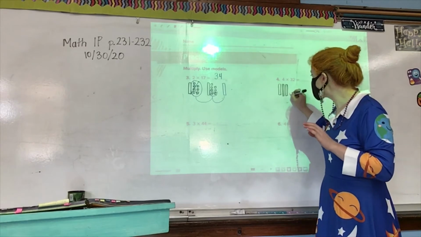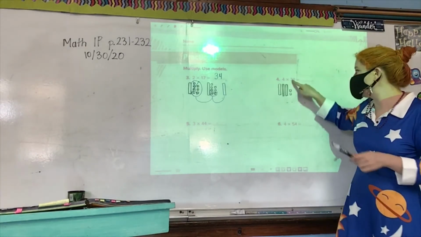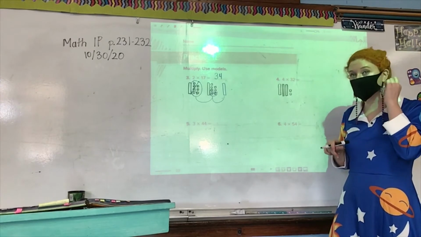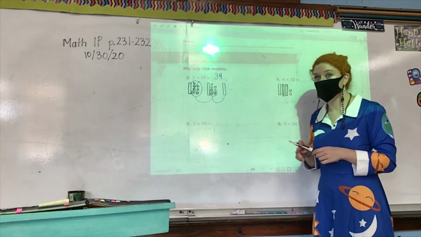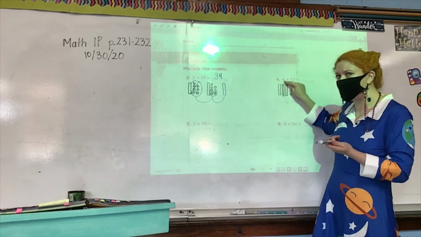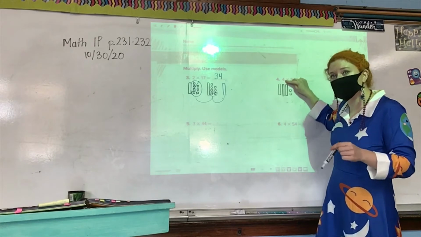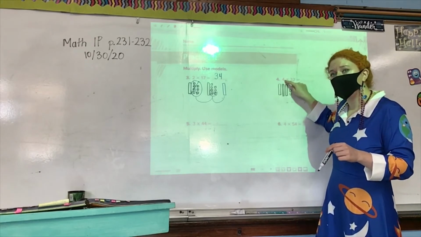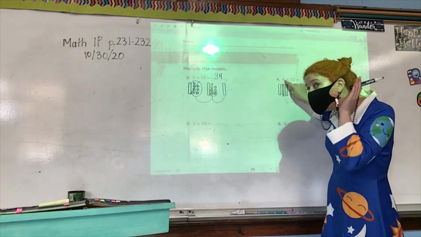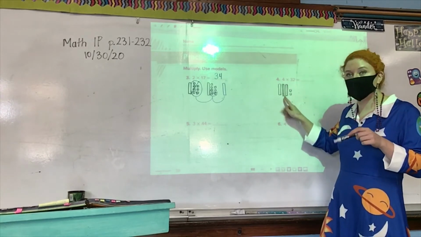2 ones cubes. 1 and 2. Okay, so I modeled 32. Am I done, Ethan? No, because my smaller factor tells me I need to do what? Do I need to draw 4 more ones cubes? No, my smaller factor tells me to do what? To take 32 and repeat it 4 times.